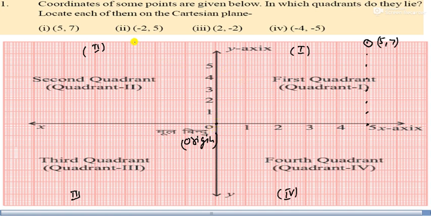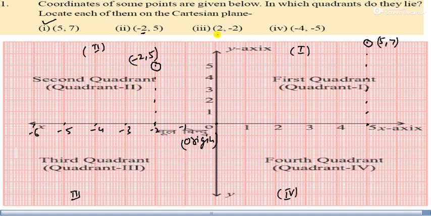Now come to the second point. The first is completed here, and the second is -2, 5. So -2, that is -1, -2, -3, -4, -5 and -6. First of all, move on the x-axis with -2. This one is -2, so it is here. Now move 5, and 5 is upward: 1, 2, 3, 4 and 5. So you can plot here and write the point -2, 5. It is the second quadrant. You can write here.